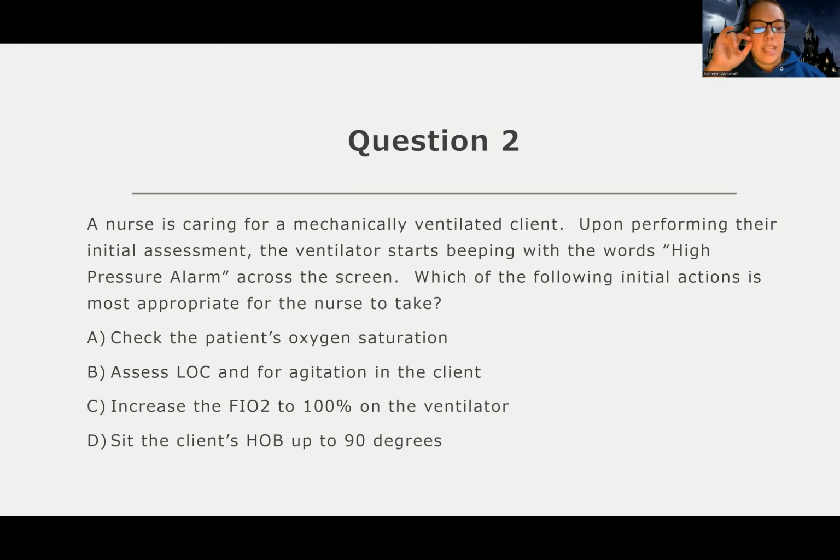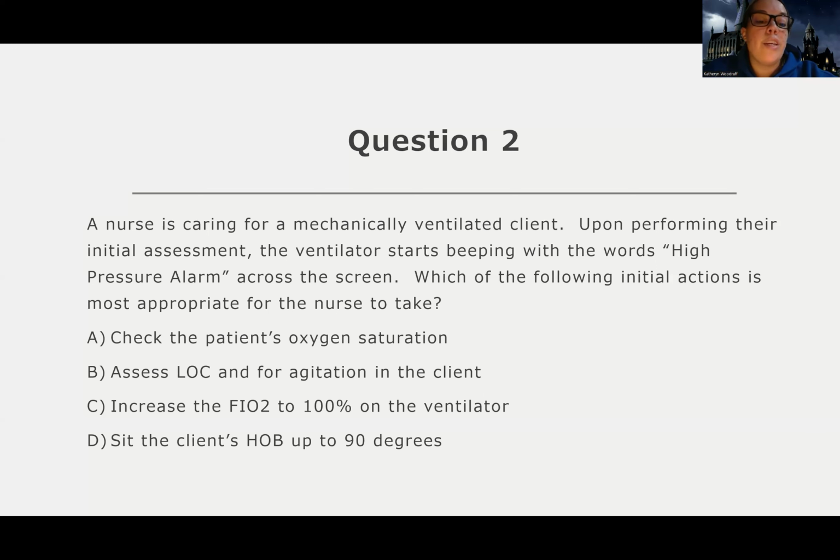The second one is assess for level of consciousness and for agitation in the client. This one's another assessment, but I have to think about what a high pressure alarm is and what can cause it. If a patient's agitated, that can create resistance, which could create high pressure. So I'm going to hold on to that one and see what the other choices are.